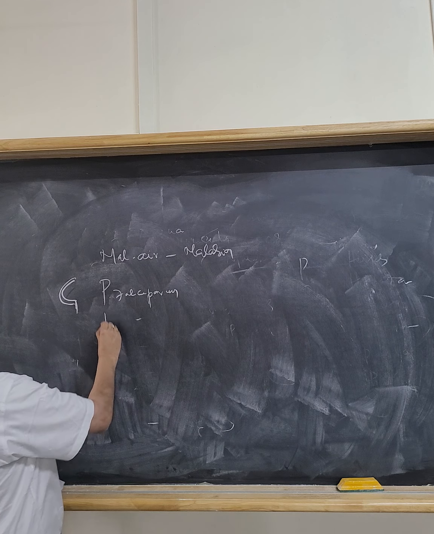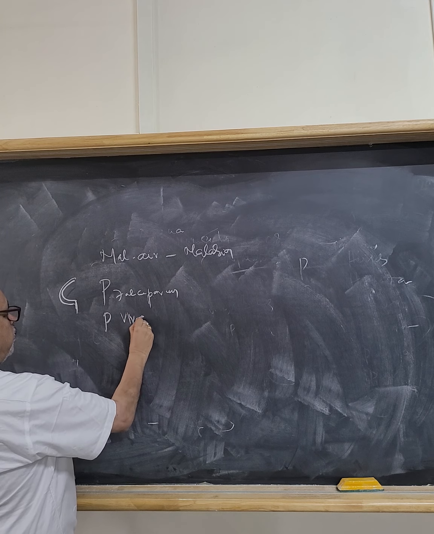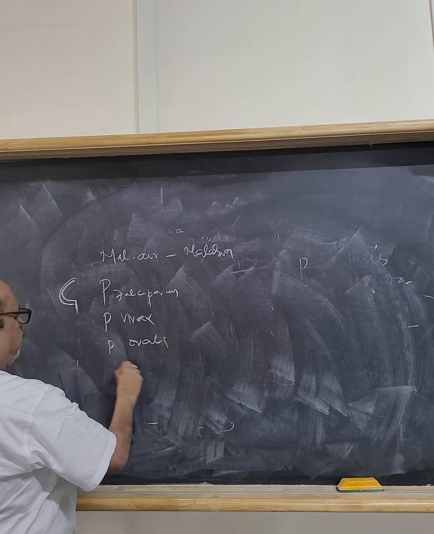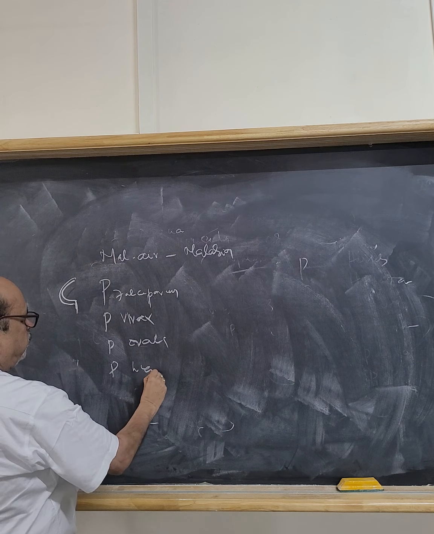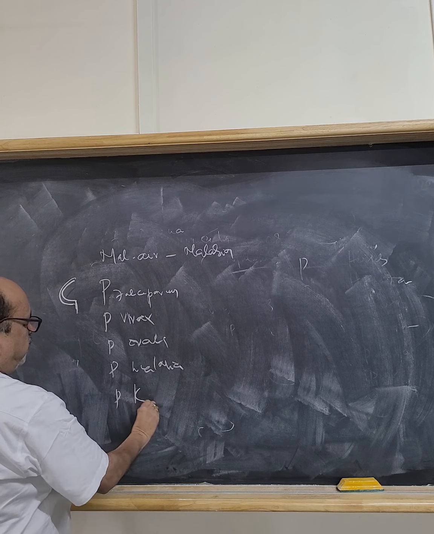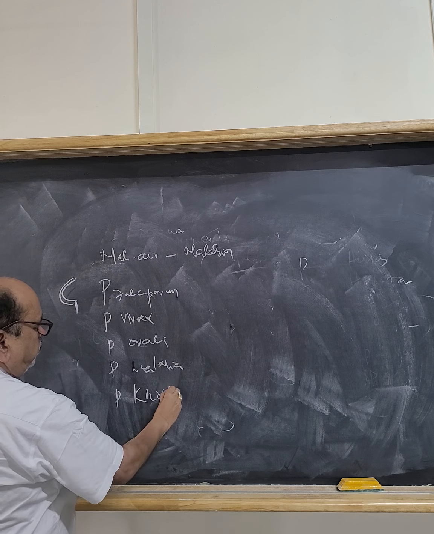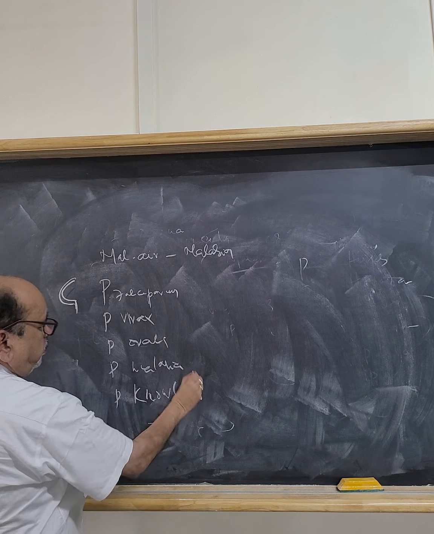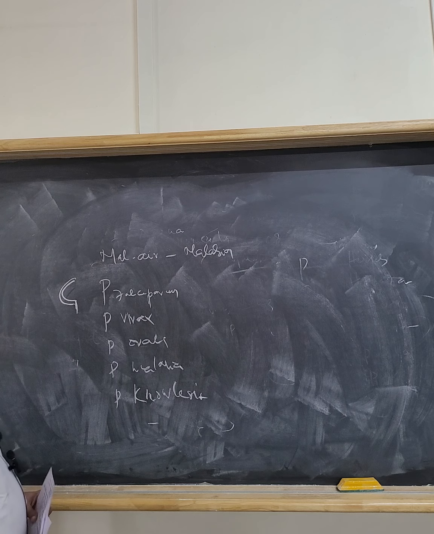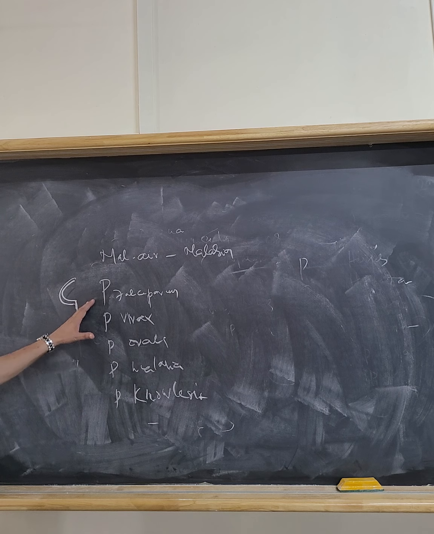Then Plasmodium vivax, Plasmodium ovale, Plasmodium malariae, and Plasmodium knowlesi. These are the parasites which cause malaria.